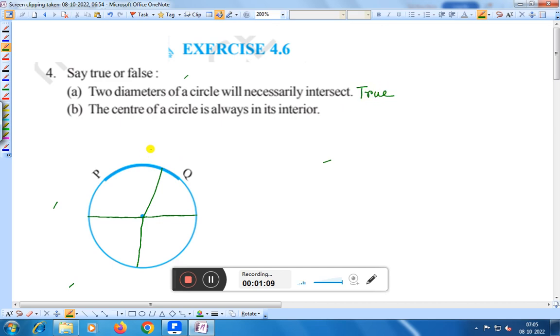The center of a circle is always in its interior. You see that point O is always at the center of the circle. The point O is always in the interior of the circle, not the exterior. So the center of the circle is always in its interior. That is also true.